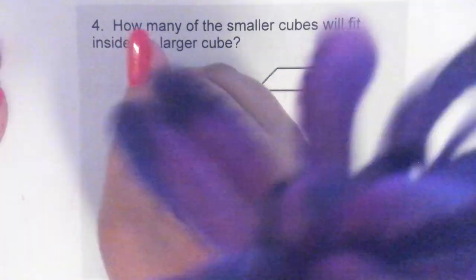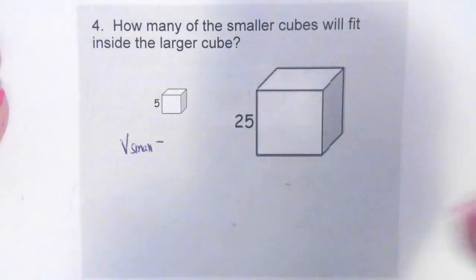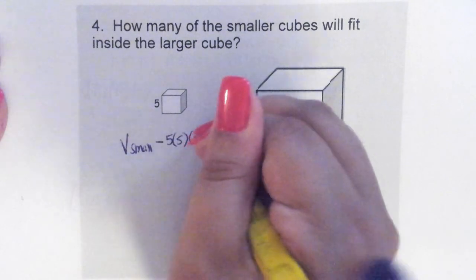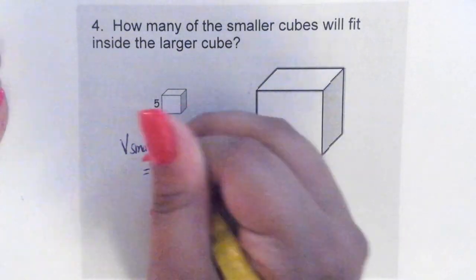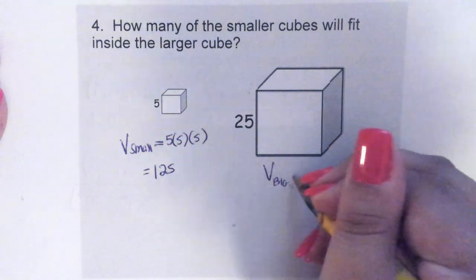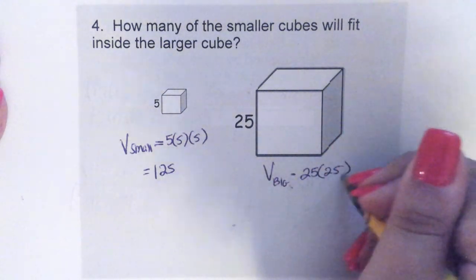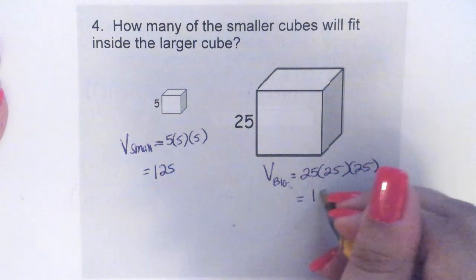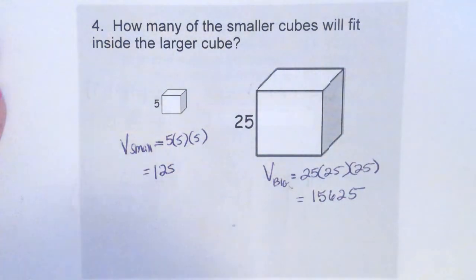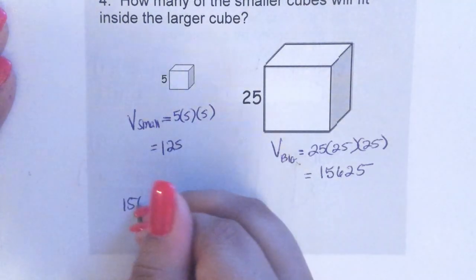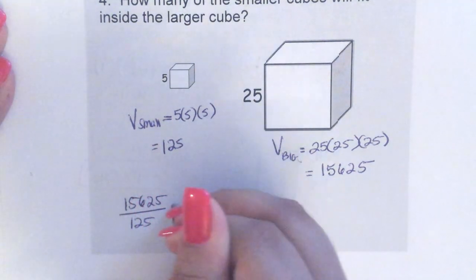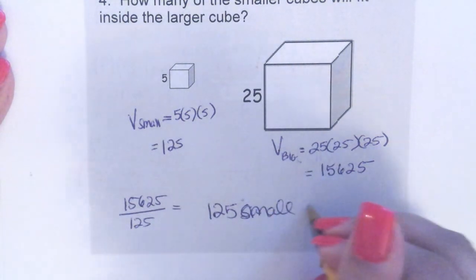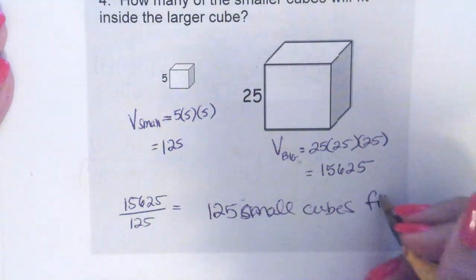Okay. What is the volume of my small cube? No, how do you find it? I mean, yes, you're right, but how do you find it? 5 times 5 times 5, which gives me 125. What is the volume of my large? What's 25 times 25 times 25? Thank you. And what do I need to do to these two? And when I divide them, what do I get? So 125 small cubes fit in the big cube.